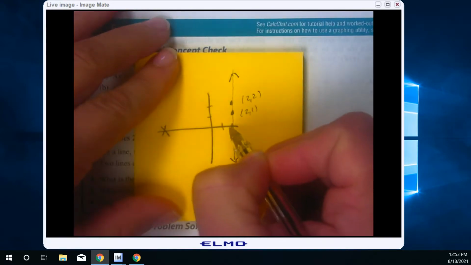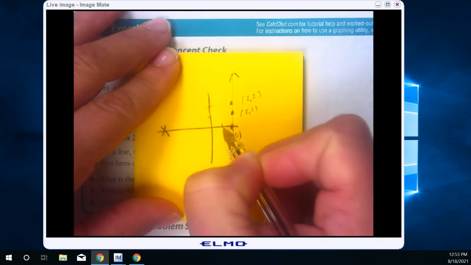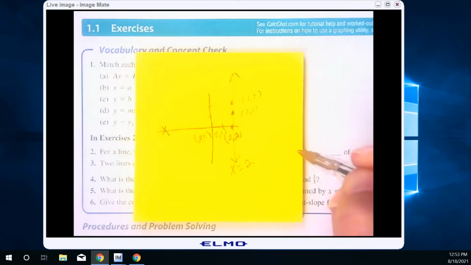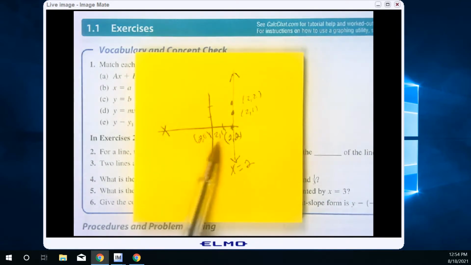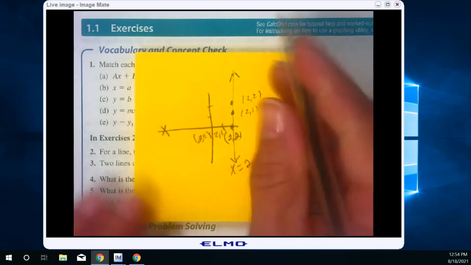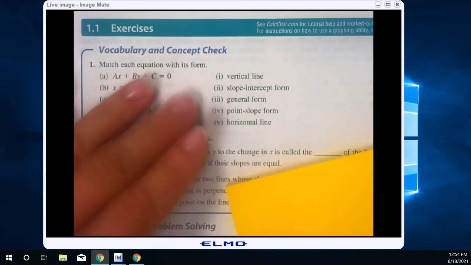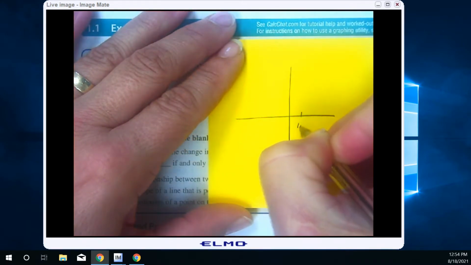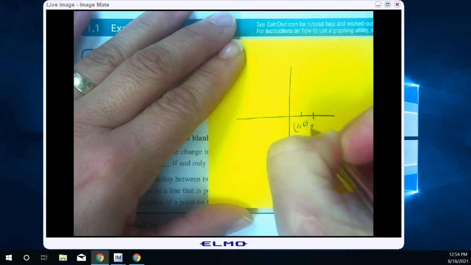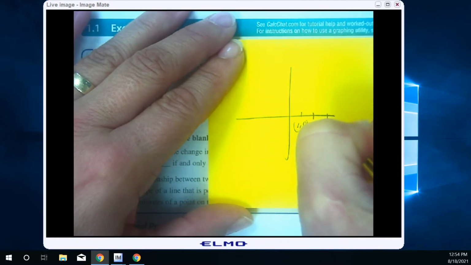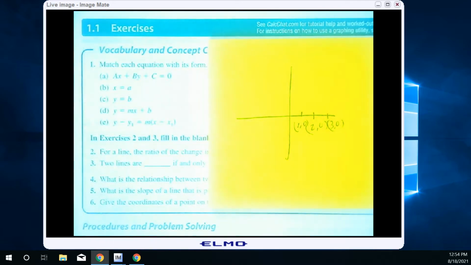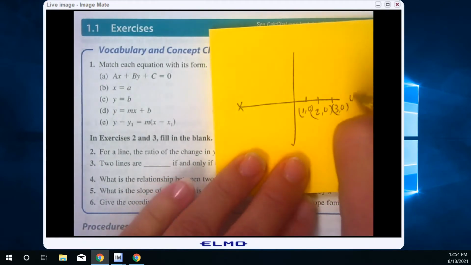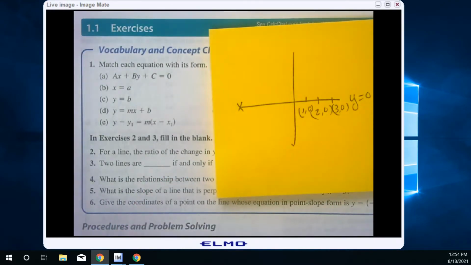Yeah, this point is (2, 0). This point is, well, this is (2, 2), (2, 0). Oh, you almost caught me. You almost got a bonus point. So (2, 0), (2, 1), (2, 2). You get a bonus point. Yes, I do. Yes, you do. (1, 0), (2, 0), (3, 0). So all of the y values on the x-axis are 0. y equals 0. So the equation of that horizontal line is y equals 0.